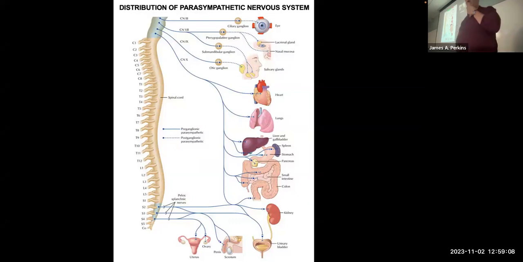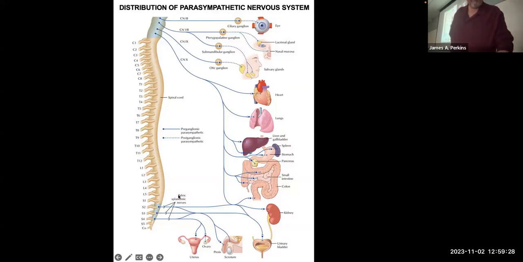So this would be to tell the liver to convert glucose back into glycogen, and also to stimulate the secretions from all of these organs, and to also stimulate peristalsis to help propel food through the digestive tract.